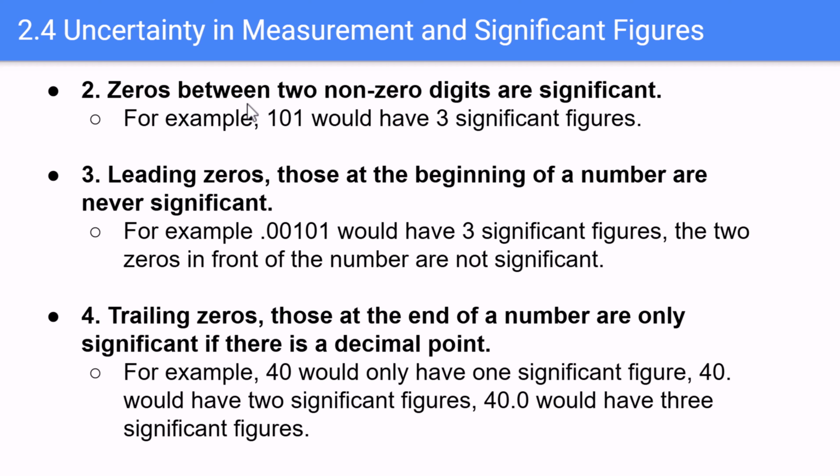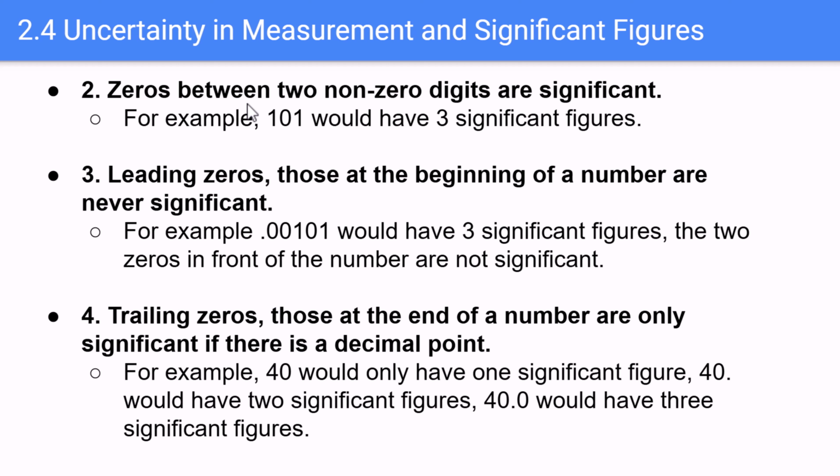For step 3 here, it says leading zeros, those at the beginning of a number, are never significant. So for example, 0.00101 would have 3 significant figures. The 2 zeros in front of the number are not significant. Remember, we're looking at zeros relative to the number, not relative to the decimal point. That's a really important point here. So the very first 2 zeros there are not considered significant, and we'll demonstrate why when we start going through and looking at scientific notation.